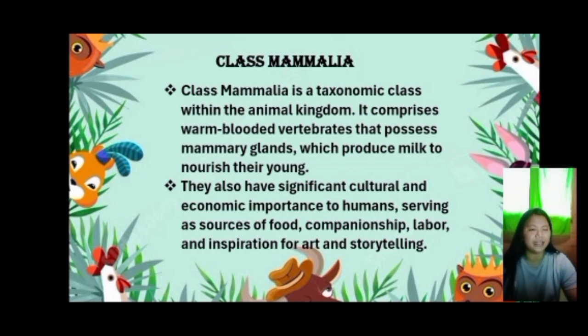Last is the class Mammalia. Class Mammalia is a taxonomic class within the animal kingdom. It comprises warm-blooded animals that possess mammary glands which produce milk to nourish their young. They have also significant cultural and economic importance to humans, serving as sources of food, companionship, labor, and inspiration for art and storytelling.